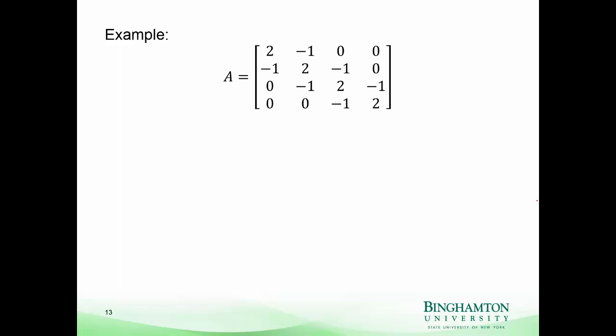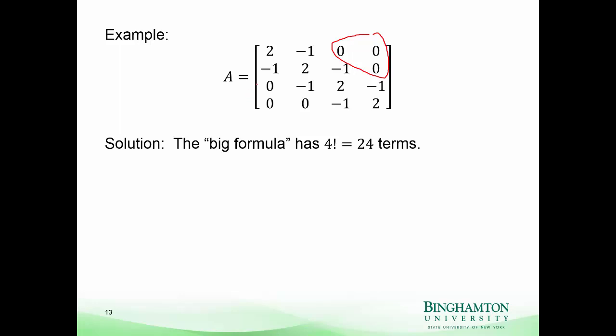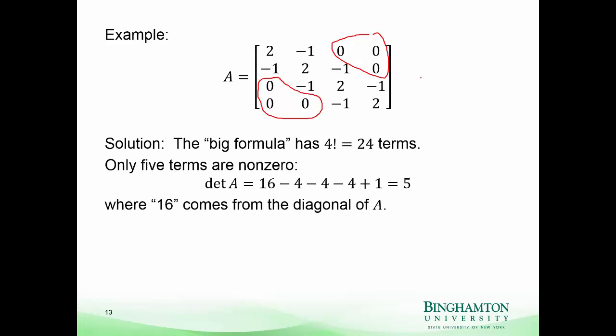So this is our favorite matrix. The big formula tells us that since it's a 4x4, there will, in general, be 24 terms. But we do notice that there's a fair number of zeros in here, so a bunch of those 4 factorial terms will end up being 0. The trick is figuring out which ones are 0 and which ones aren't, and then only worrying about the ones that aren't. It turns out that there are only 5 terms that are non-zero.